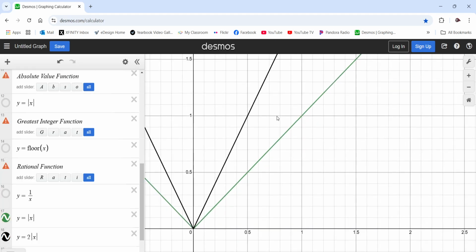It made it, I don't know if you want to say it this way, twice as skinny, I guess. Because look, if you went over 1, you went up 1 for the original one. But look at this one. If you only go over a half, you go up 1. Everybody see that?